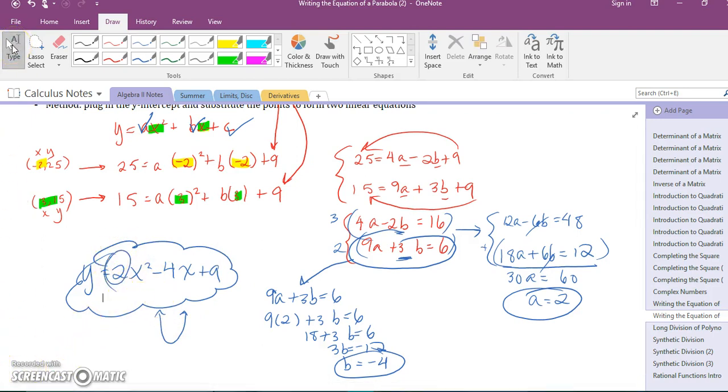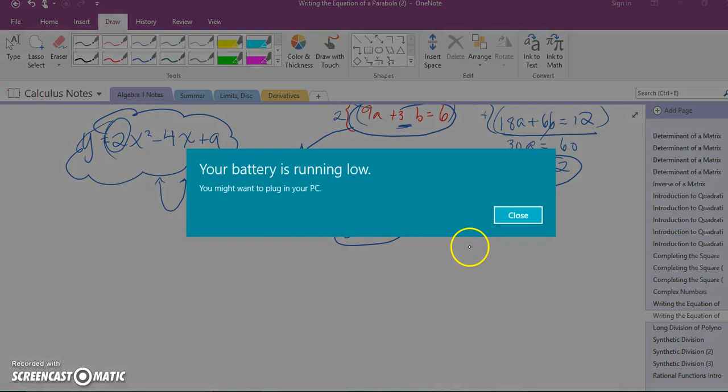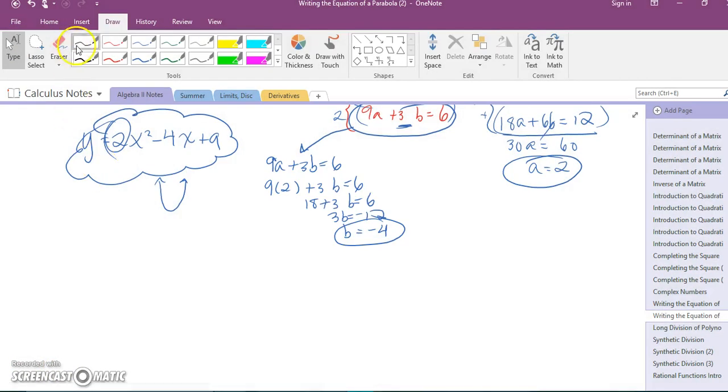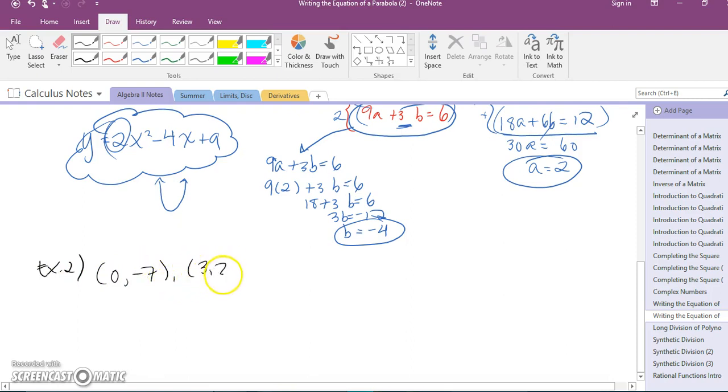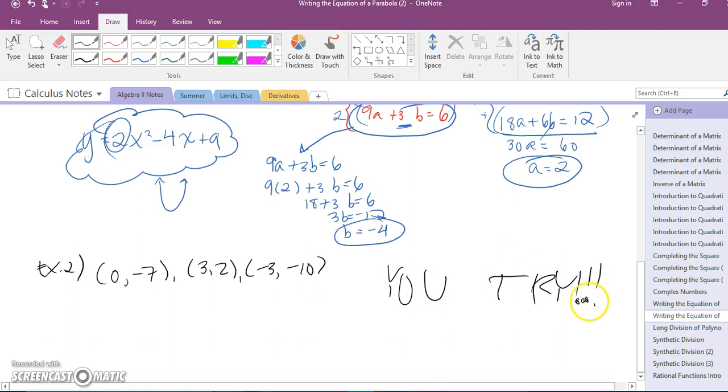So I'm going to give you one to try here. For this one, this will be your example 2 for this type. I want you to do one where you have the points (0, -7), (3, 2), and (-3, -10). So go ahead and get the equation for this here. Make sure you pause the video, or the video is basically done now. So whenever you're done with the video, try this one, and we will compare our answers in class. See you later.